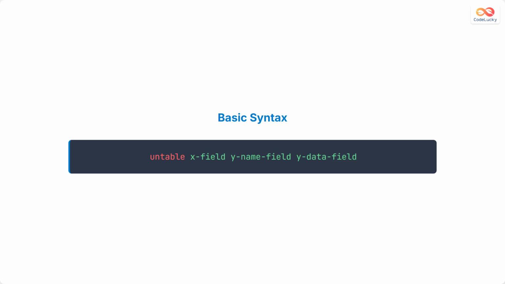The basic syntax of the untable command requires 3 arguments. The first is the X field, which corresponds to the original column names in the wide table. The second is the YName field, which becomes the new field name containing those column names. The third is the YData field, which holds the original cell data for each row.